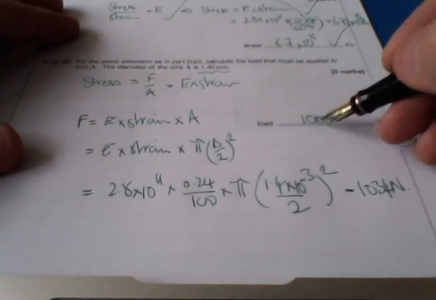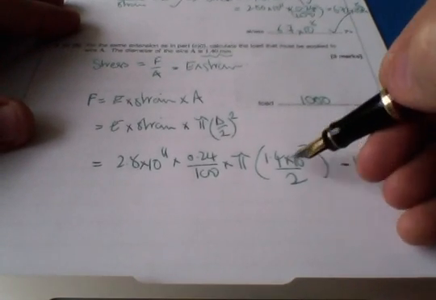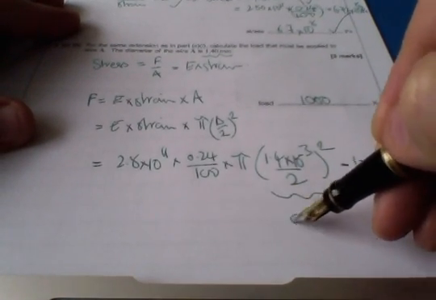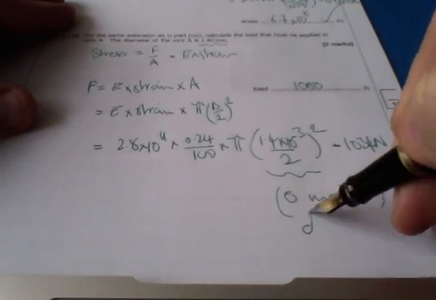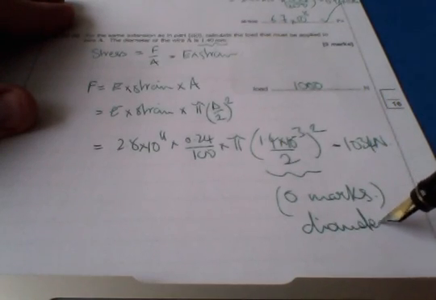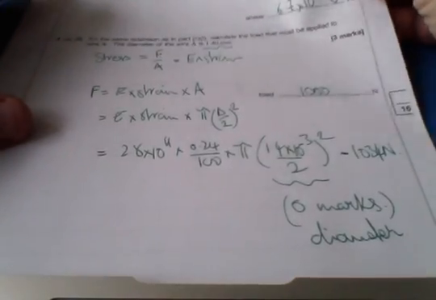Good, significant figures of 2 only here. If you get that bit wrong, then you get 0 marks. Sorry, not wrong, but if you try and use the diameter directly in there, or the radius directly without changing to area, you get 0 marks. Okay, a little bit more rearranging there, but not impossible.